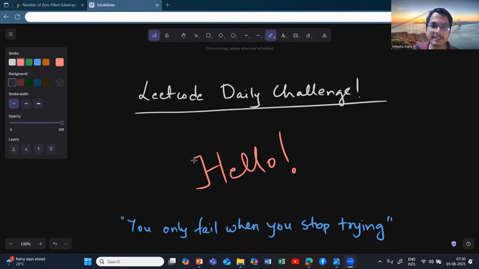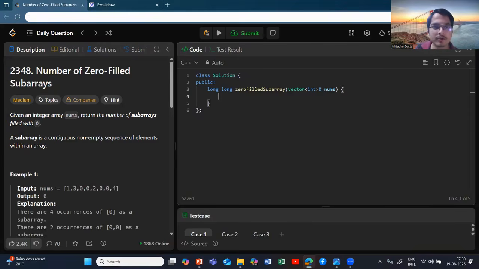So let's look at today's daily challenge on Leetcode and try to solve it together. Today's challenge is a really easy one. So let's look at it. First, number of zero-filled subarrays. You are given an integer array nums and you return the number of subarrays filled with zero. Okay, this is all you need to do.